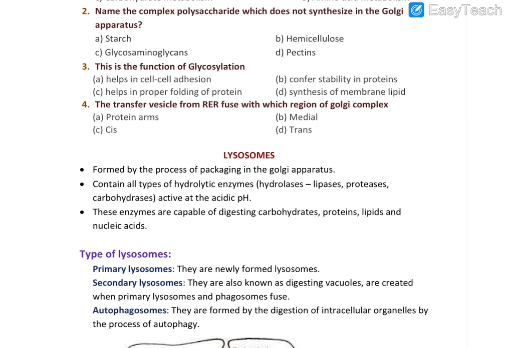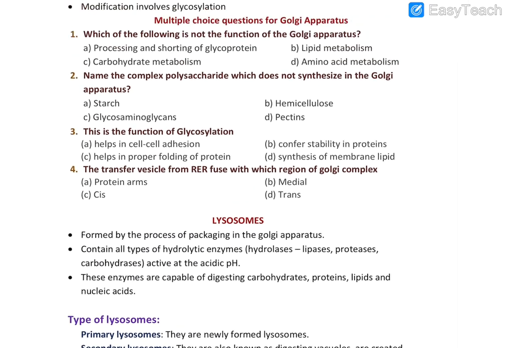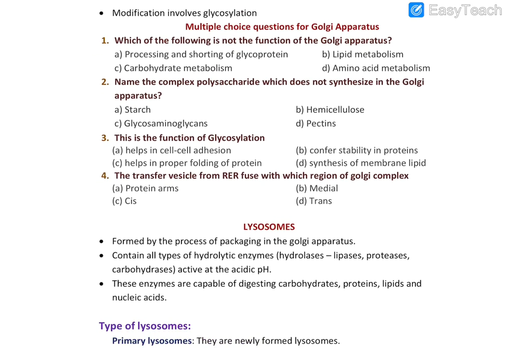So let's take some questions related to the Golgi apparatus. Which of the following is not a function of the Golgi apparatus? It is involved in processing and sorting of glycoproteins. It is also involved in lipid metabolism, and carbohydrate metabolism, but it is not involved in protein, amino acid metabolism. That is not a function of the Golgi apparatus. Amino acid metabolism does not depend on this cell organelle.